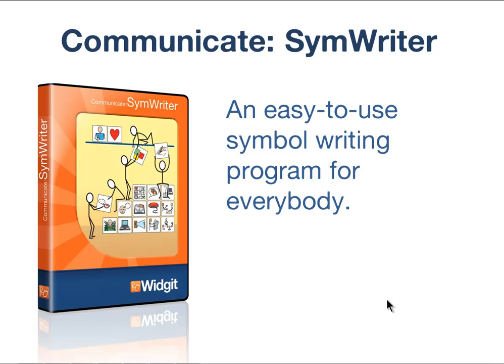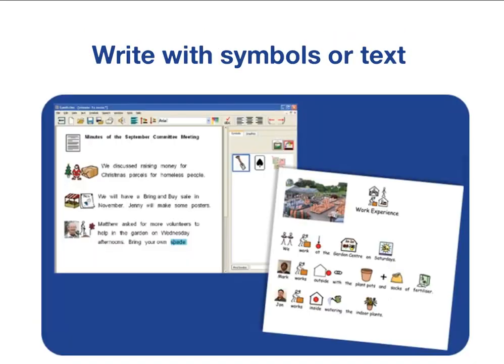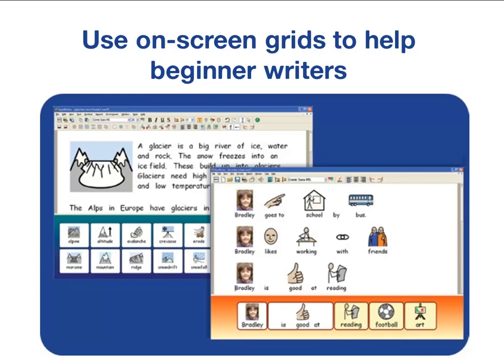Communicate Symwriter is an easy-to-use symbol writing program. You can use it for making documents with text, symbols, and pictures. Symbols appear above the words as you type, and you can also drop in photos and images to illustrate your document. On-screen grids can give access to structured writing for emergent writers, or can be used to give vocabulary support.